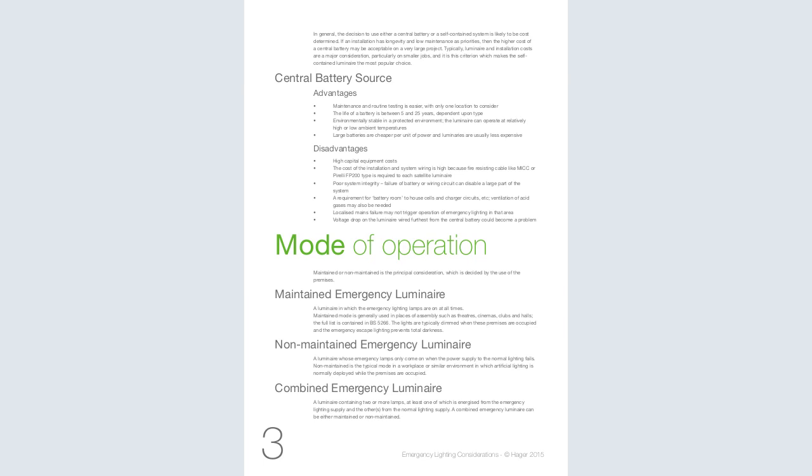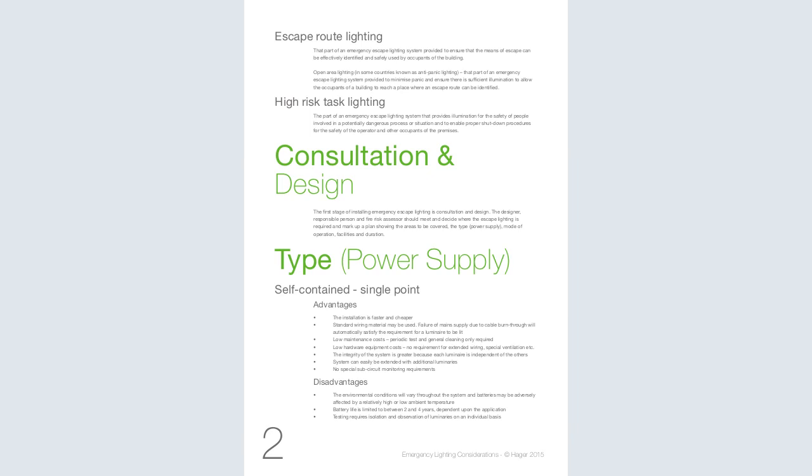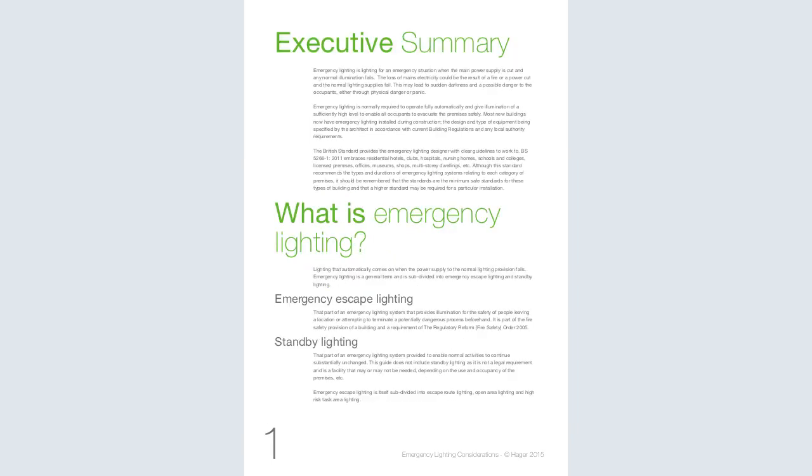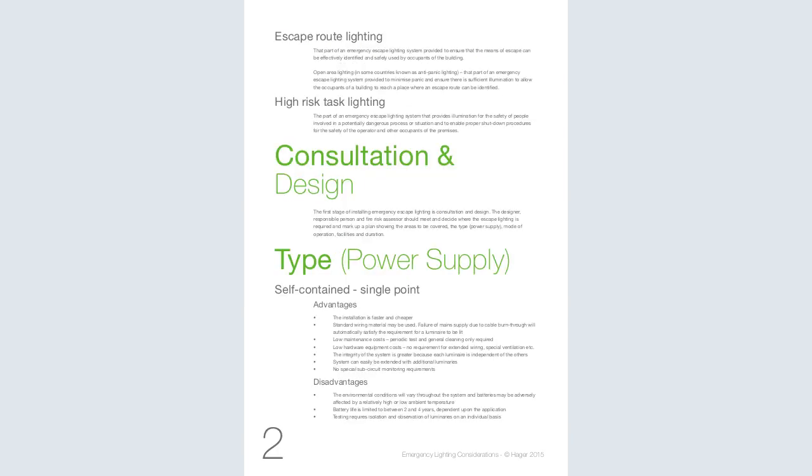So I said when we come back, we'll do a summary of what we have been learning about emergency lighting. I've already answered the question that you asked about the types of lighting that need standby power supply. And you can see now this is the construction and design executive summary of emergency lighting. That is, we have the emergency lighting, the escape lighting, and the standby lighting. And then we have the escape route lighting and the high risk task lighting, consultation and design.